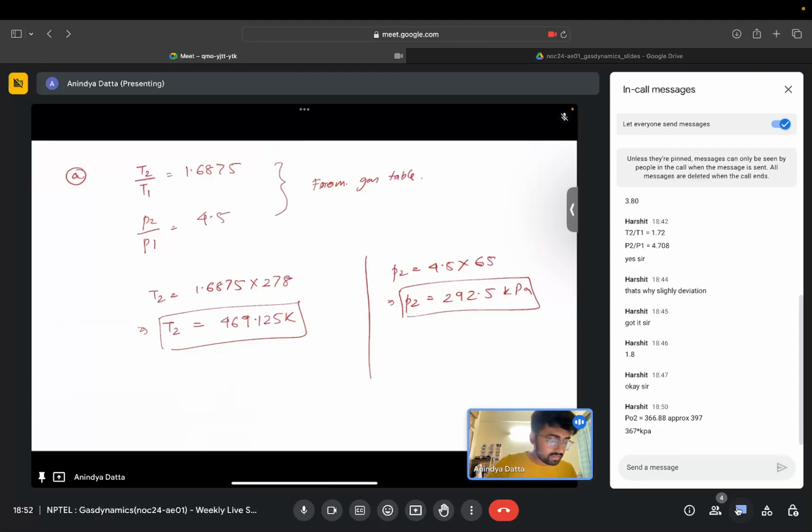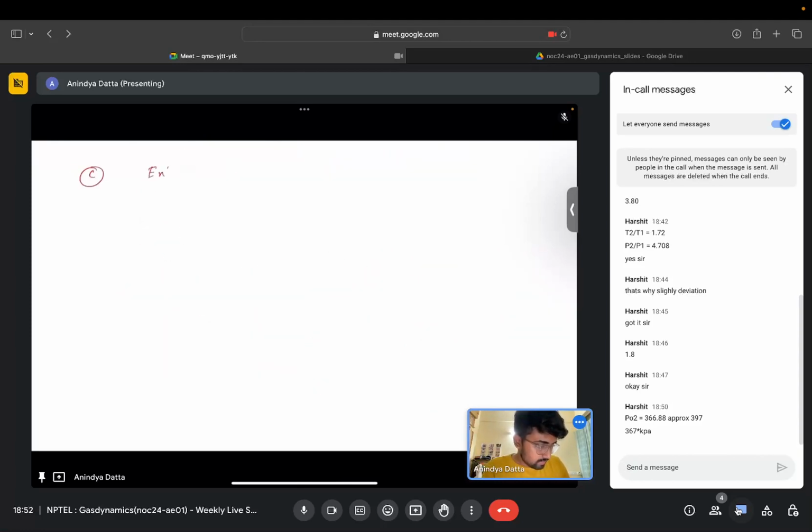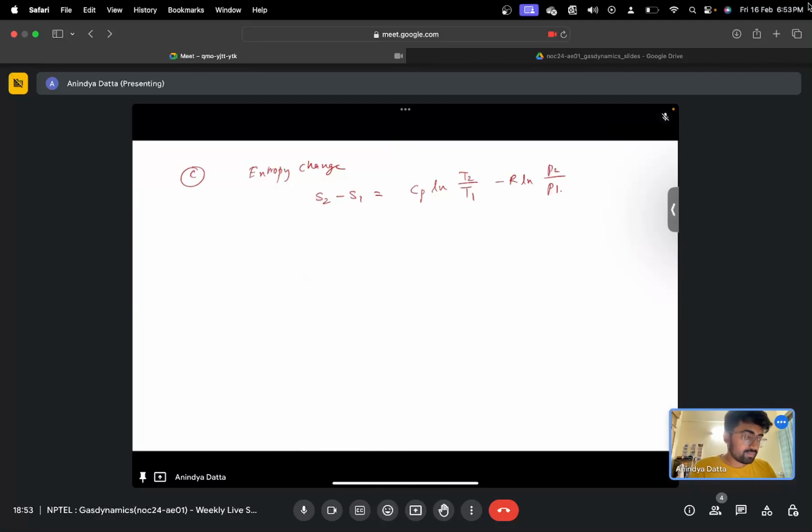So part C is we have to find the entropy change across the shock. So S2 minus S1. Here you can do two things. We can apply the formula that entropy change equals Cp ln T2 by T1 minus R ln P2 by P1. We know the static temperature and static pressure both upstream and downstream of the shock, so you can put the values here and get that.